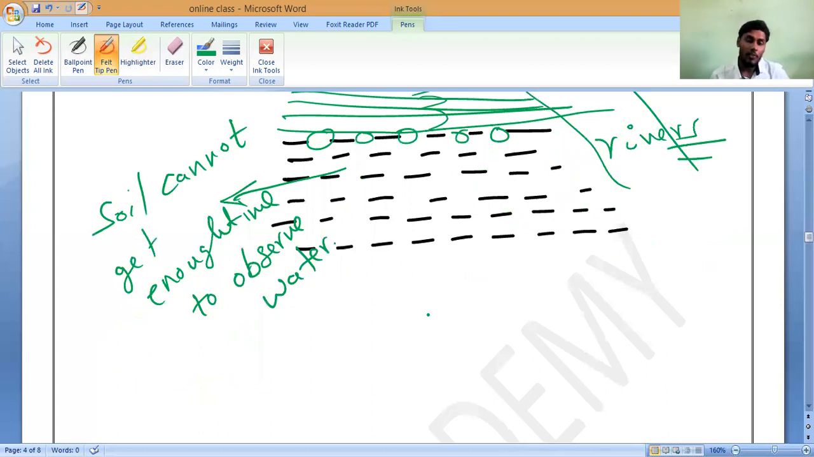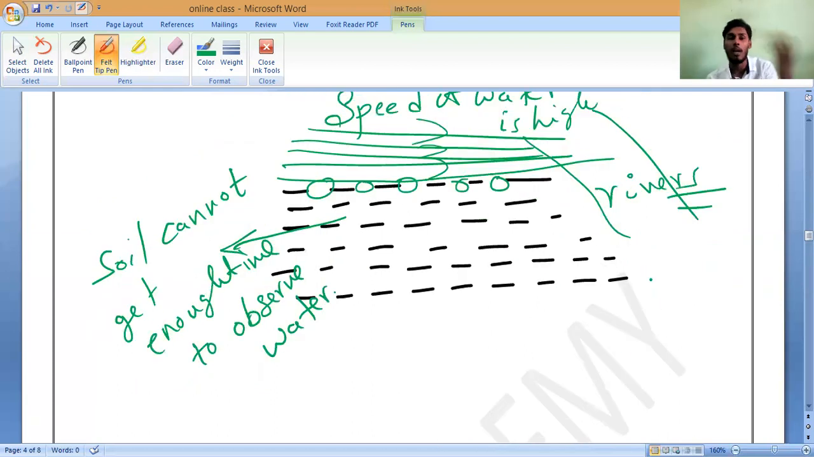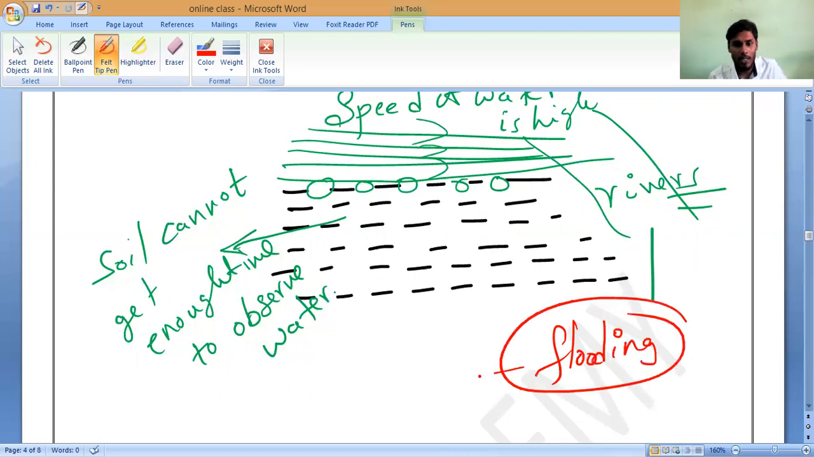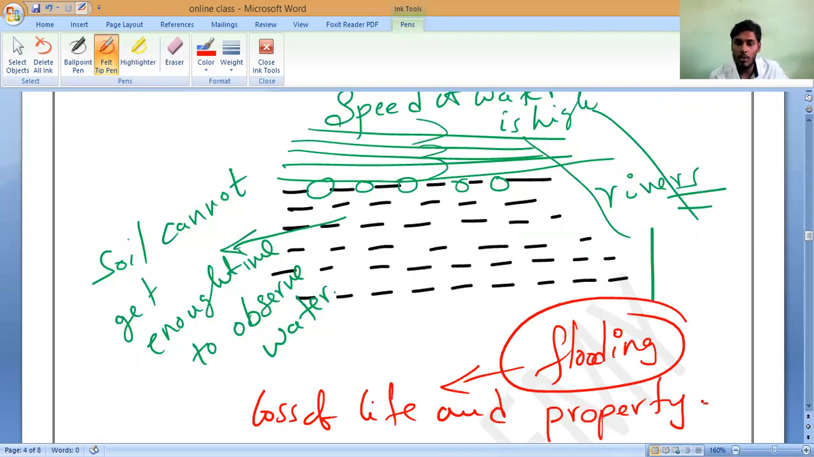Now, with not enough time to absorb water, the full water will enter the rivers at high speed, so the rivers will start overflowing. That is what we call flooding. It will lead to flooding. Recently, take Tufan, something is coming, yes or no? Flooding is happening. Because of this flooding, what will happen? Loss of life and property. That's all. Shruti, do you understand?